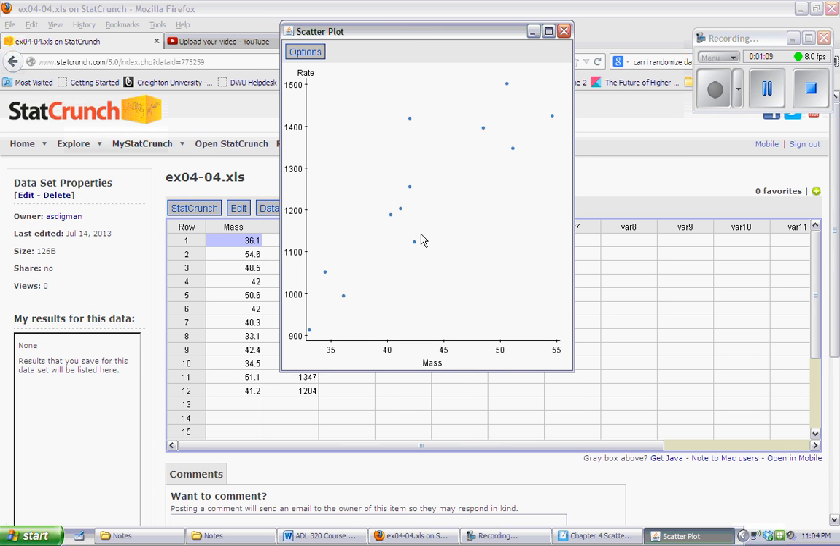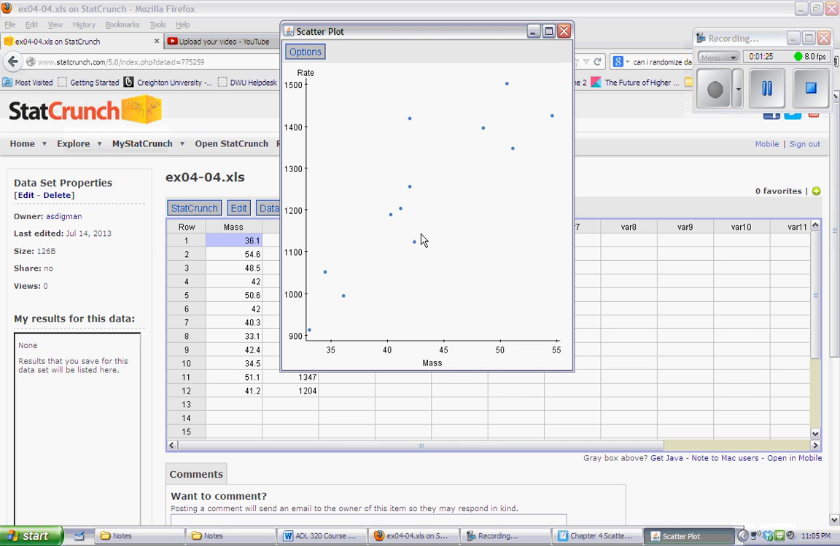So we want to look at the scatter plot, and we want to determine a few things. First of all, what is the direction of our line, or of our points? And according to this graph, it looks like our points are increasing from left to right. So we're going to have a positive relationship.